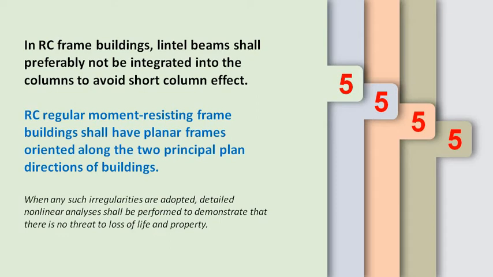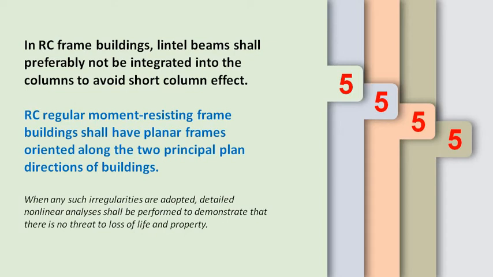Similarly, plinth beams where provided, and staircase beams and slab framing into columns shall be included in the analytical model for structural analysis. Then only after that you can include that to the column. RC regular moment resisting frame buildings shall have planar frames oriented along the two principal plan directions of the building.